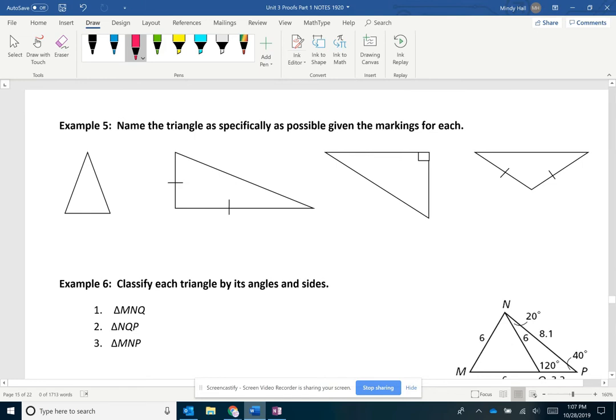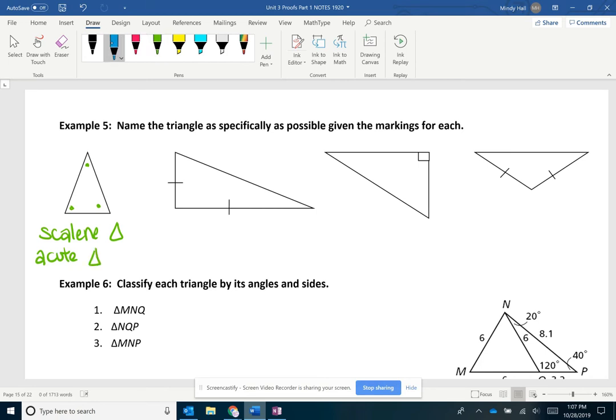So we want to name the triangle as specifically as possible given the markings. So looking at this, we have no markings, which means we can't assume any congruence between the sides. So that would mean it is a scalene triangle. And then looking at the angles, we don't know what the measurements are, but we do know that all of these angles in here are acute. So it is also an acute triangle.